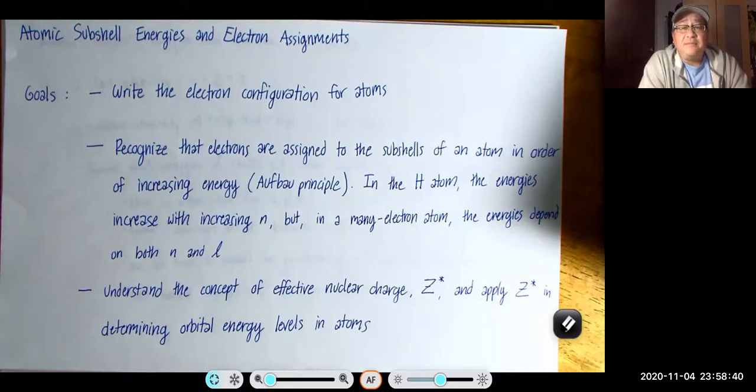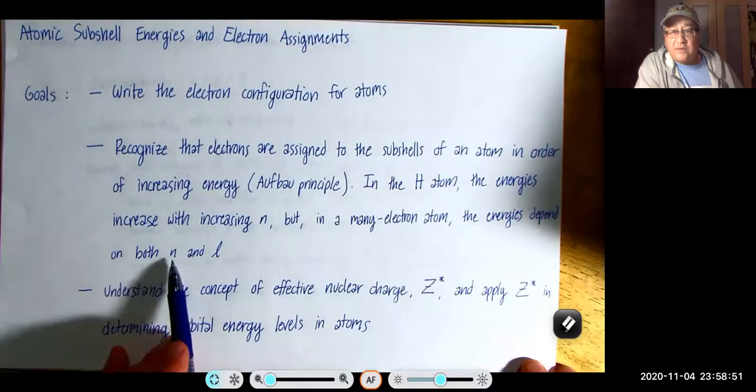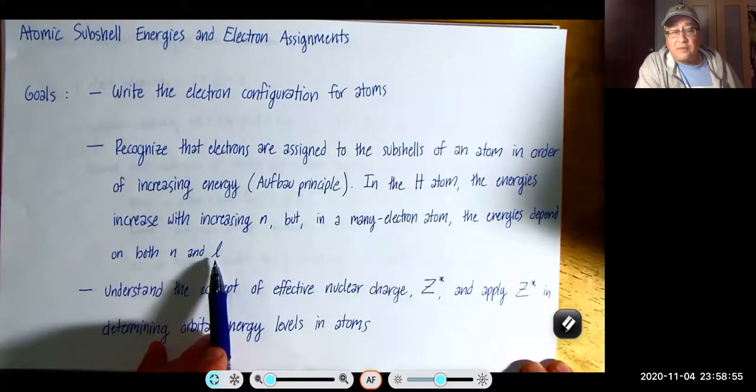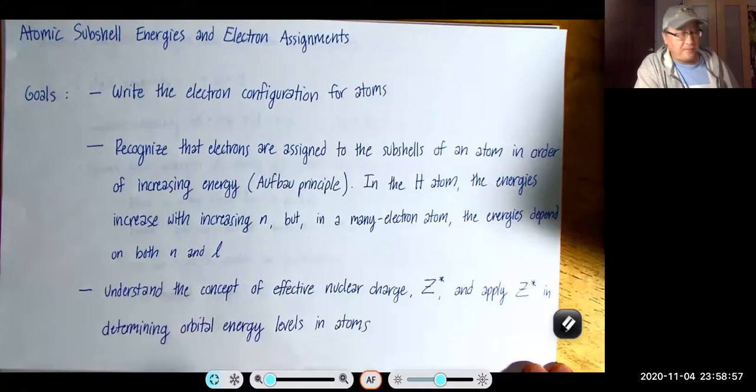In the hydrogen atom, the energies increase with increasing n, but in many-electron atoms, the energies depend on both n and l. So both the principal quantum number, or shell, and the angular momentum quantum number, or the subshell.